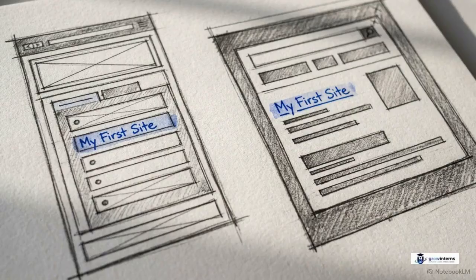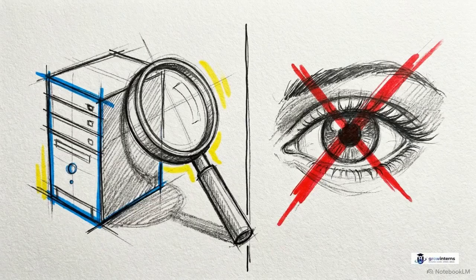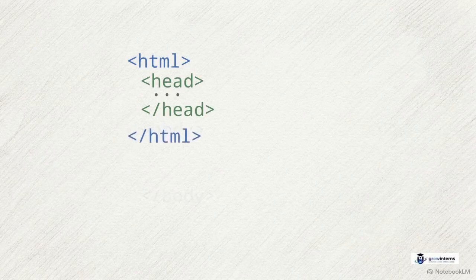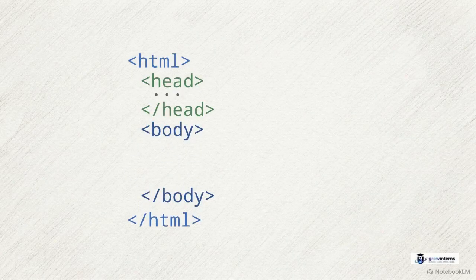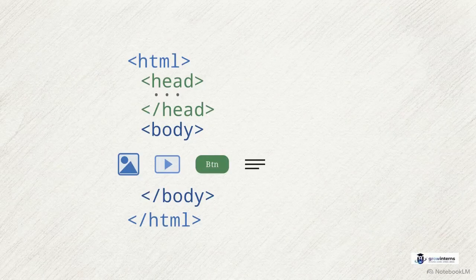It also provides the name for bookmarks and the clickable headline in search engine results. Everything placed inside the head element is strictly for the browser and search engines. None of it is for the user to see. To create the content humans will actually see, we move below the head block and add our body tags. Every image, video, button, and paragraph goes inside this specific container.